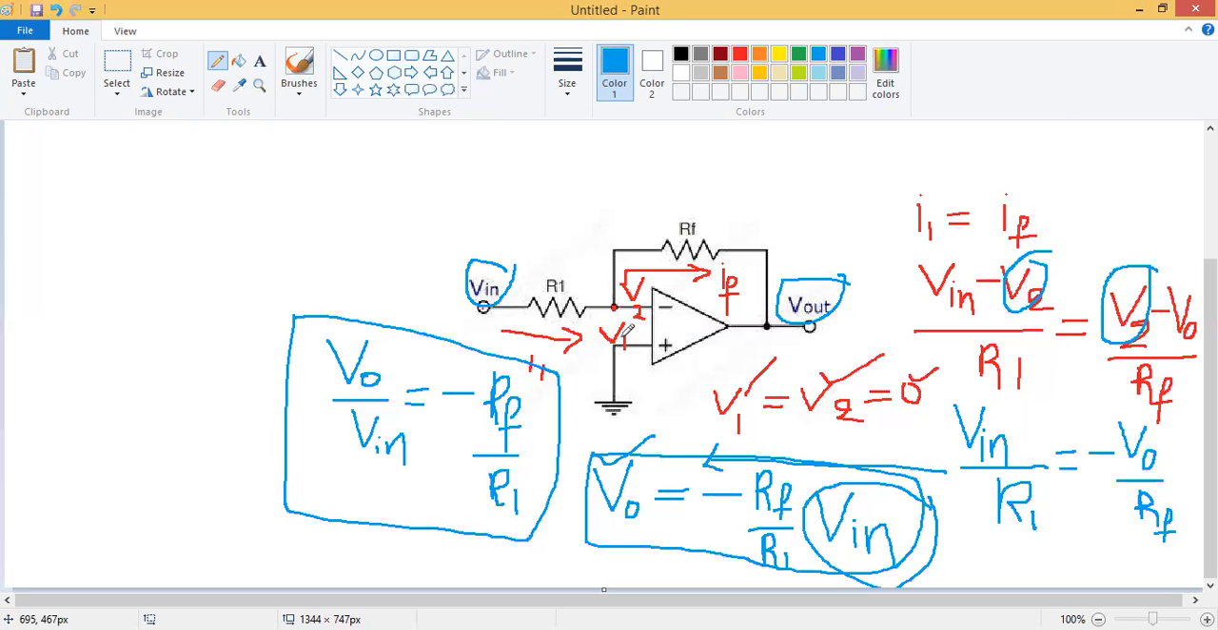If you want to know why V1 equals V2 equals 0 and how these are connected: these are virtually connected, but really there is no connection between these two. If you want to know about this, you may watch my previous video, where I explain the virtual ground concept. There we will see how V1 equals V2 and that is equal to the ground.